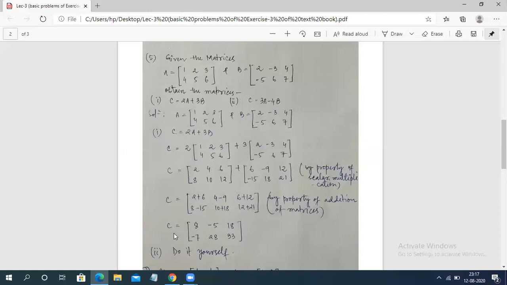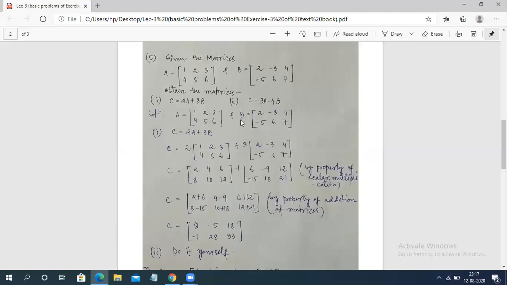So the resultant matrix C will be 2 plus 6, 8, 4 minus 9, minus 5, 6 plus 12, 18, 8 minus 15, that is minus 7, 10 plus 18, that is 28, 12 plus 21, that is 33.